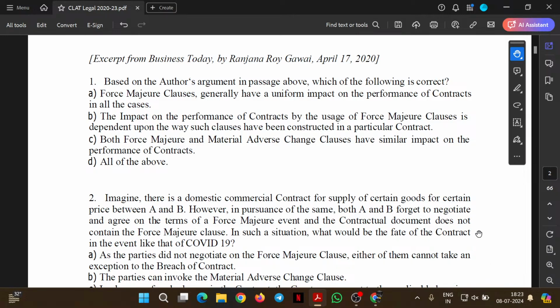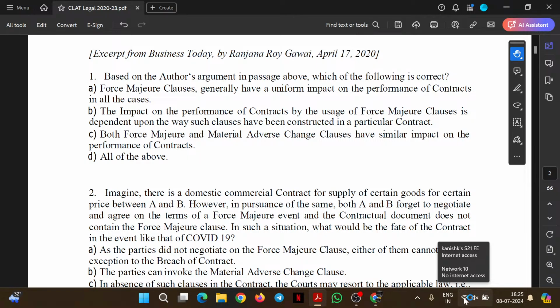So yes, based on the author's argument in the passage above, which of the following is correct? Let's see. The impact of the performance of contracts by the usage of force majeure clause is dependent upon the way such clauses have been constructed in a particular contract. Fair.